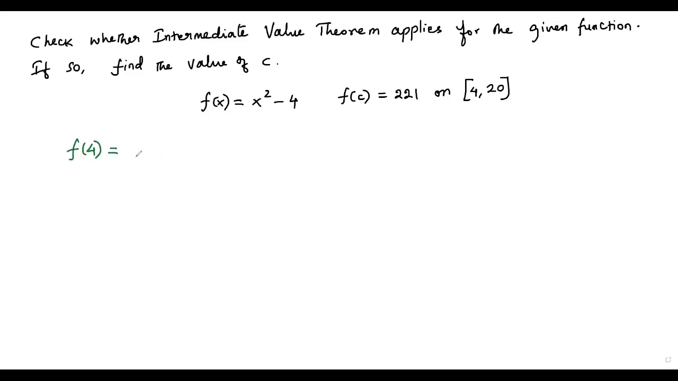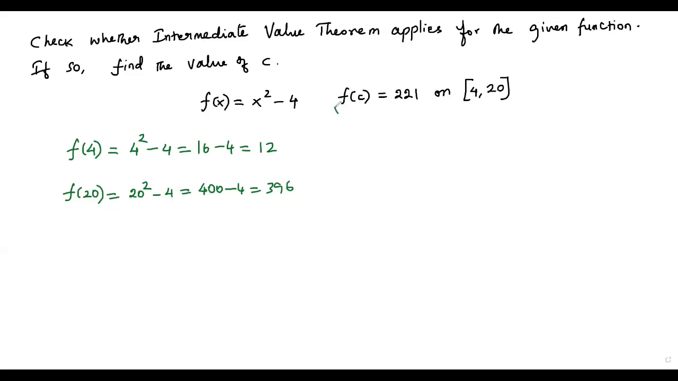First let me calculate the value of f of x at the left side boundary value in the given interval, that is 4. Then I'm getting f of 4 equals 4 squared minus 4. So 16 minus 4 which becomes 12. Now let me calculate the value of f of x at the boundary value 20, the right side boundary of the given interval. That is f of 20 equals 20 squared minus 4, plugging in x equals 20. When I evaluate 20 squared, it's 400 minus 4, which becomes 396. Now I got the values of f of x at the boundary values 4 and 20.